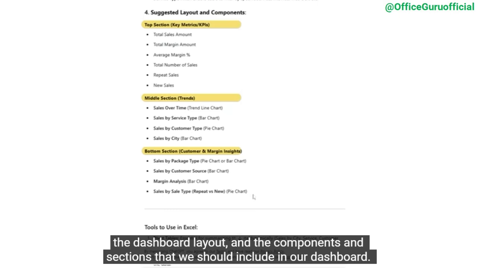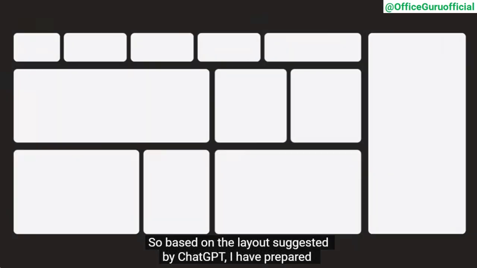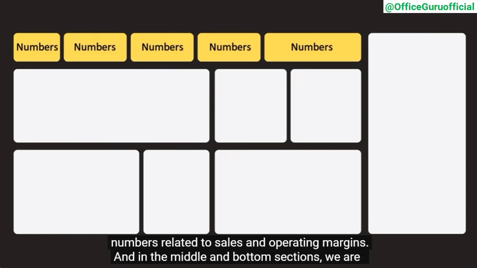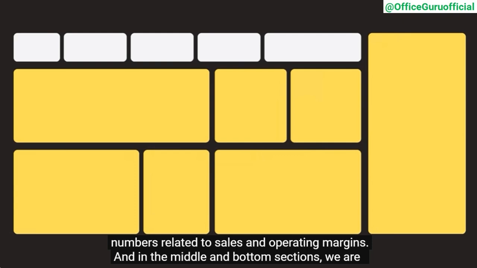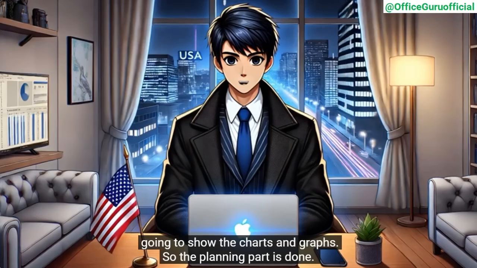So based on the layout suggested by ChatGPT, I have prepared this draft structure for our dashboard. In the top section, we will show some important numbers related to sales and operating margins. And in the middle and bottom sections, we are going to show the charts and graphs. So the planning part is done.